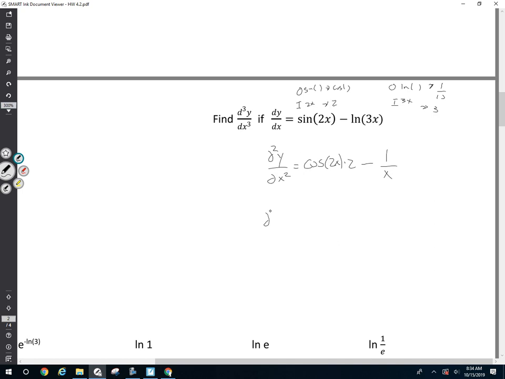For the next derivative, the third derivative would be the derivative of the second derivative. I'd have the same idea with cosine 2x times 2. I'd have negative sine 2x times 2, and this 2 times 2 turns into negative 4 sine 2x.